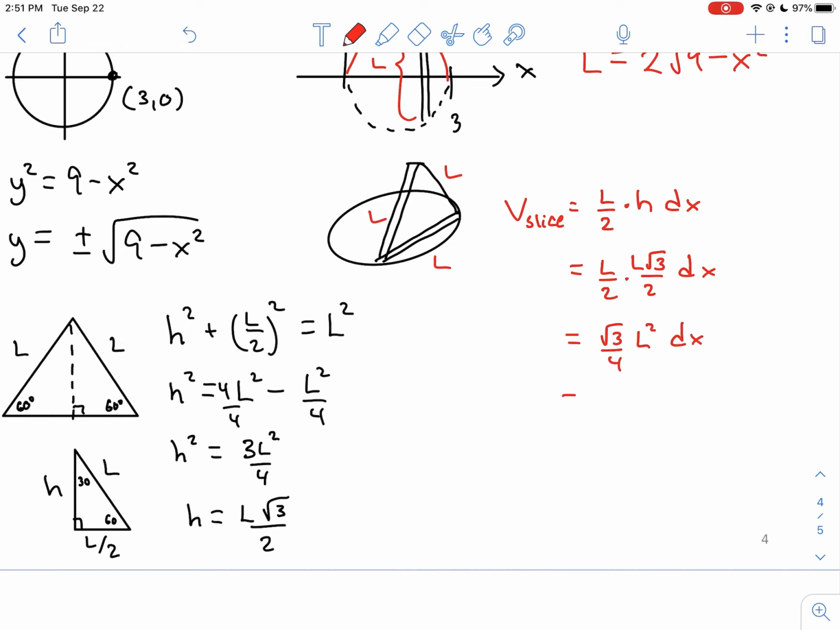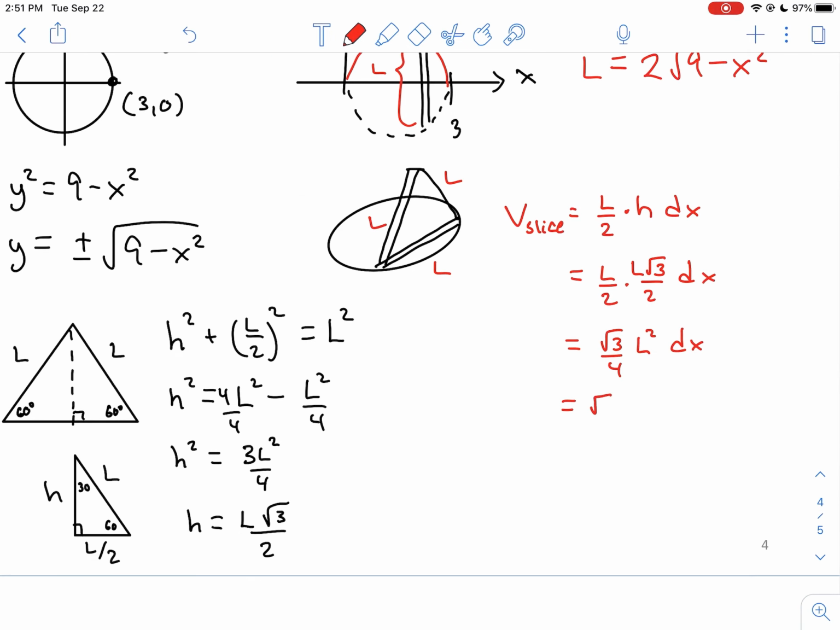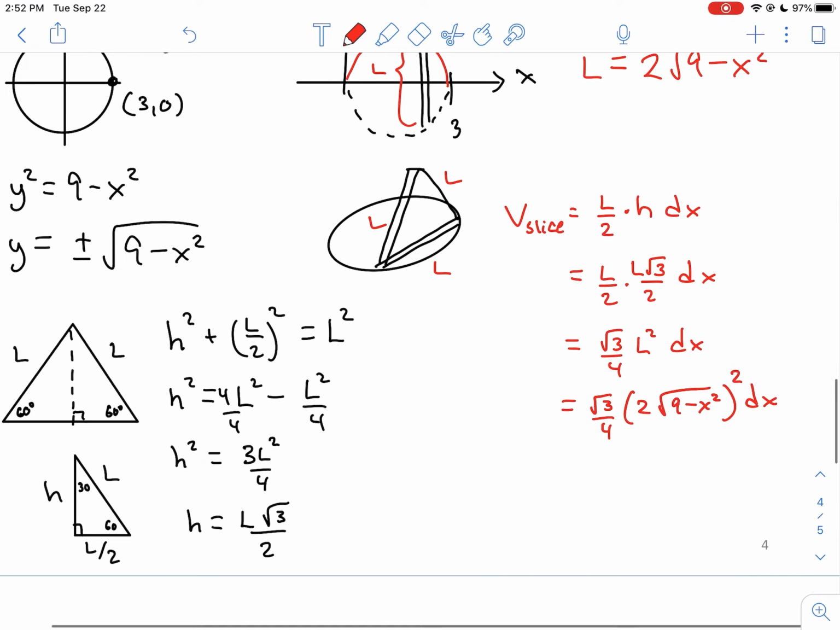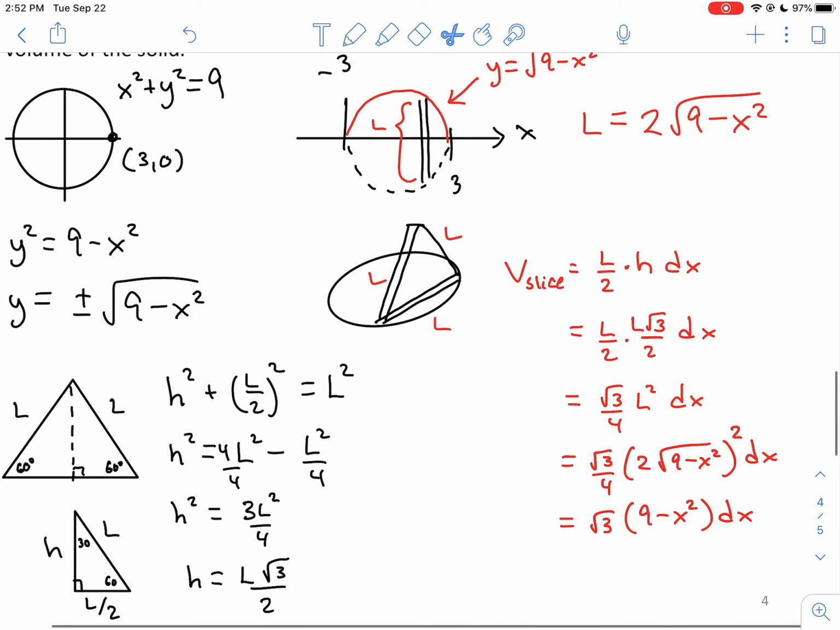And now I can replace L with its function, which we determined up here. So this winds up being radical 3 over 4 times L, which is 2 times radical 9 minus x squared, dx. Oh, I need to square that. And when you square both parts of that, you get 4 times 9 minus x squared, but then the 4 is going to cancel. In the end, you just get radical 3 times parentheses 9 minus x squared. No more square root in dx. Right, that's the volume of the slice.